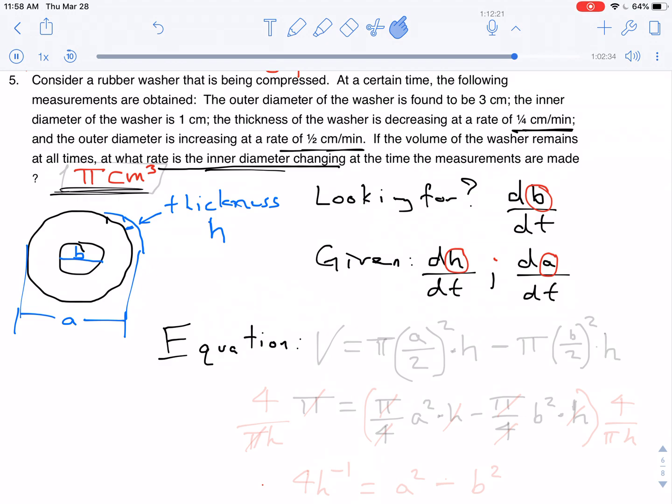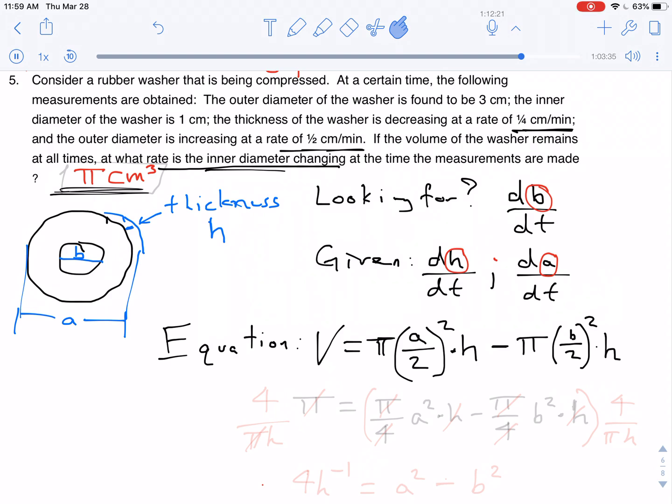Think about the first problem, where we talked about the area of the oil spill. The volume of a cylinder would be pi r squared h. So my volume, for my outer cylinder, I take my diameter, divide by 2 to get my r, and square it. Then I multiply by my h, which is my thickness. So this is my outer diameter thickness. I'm going to subtract off the stuff that's missing inside. That would be pi times the inner radius, b over 2, squared, times h. So there's my equation.